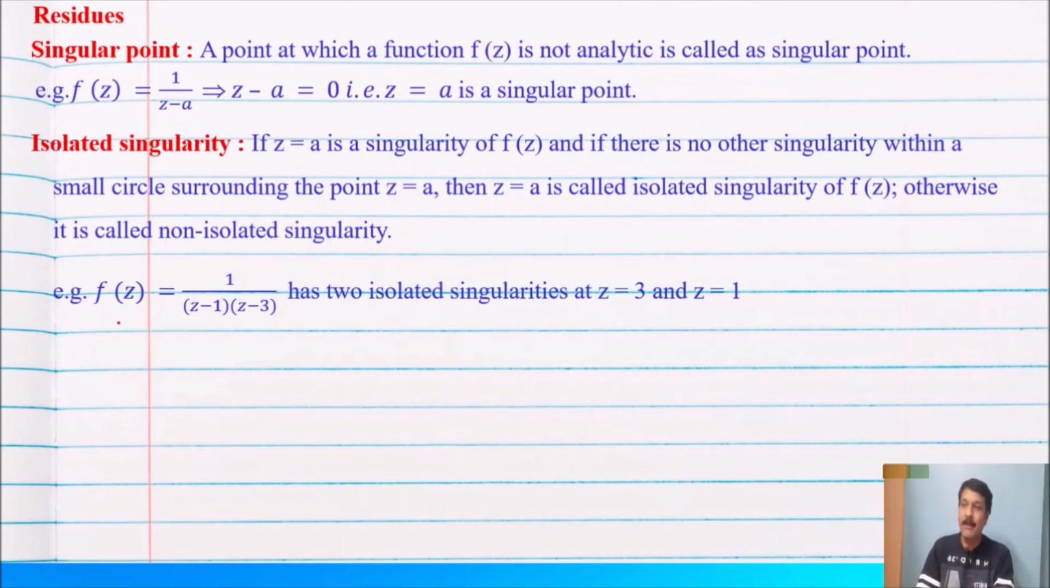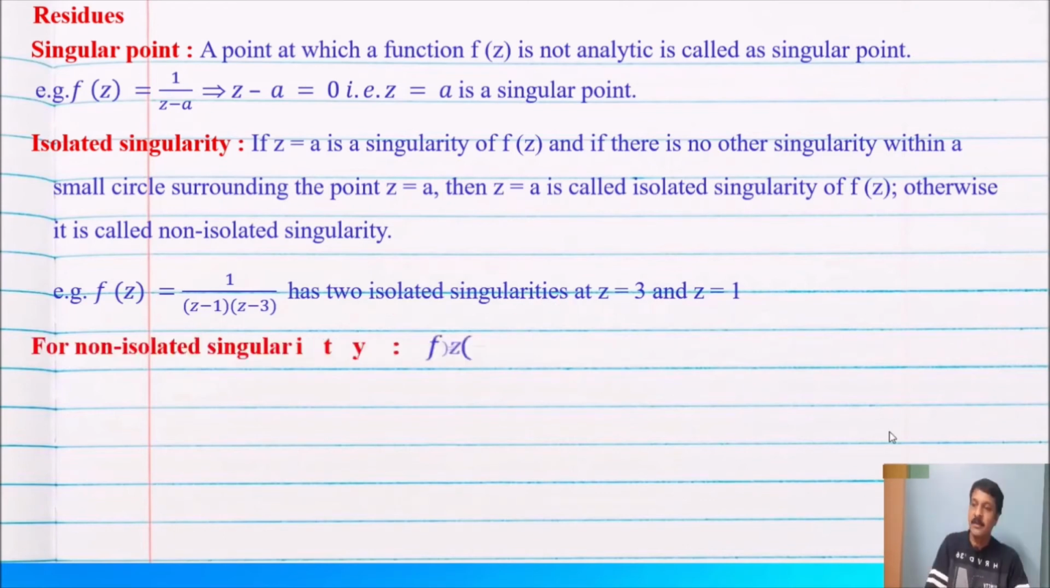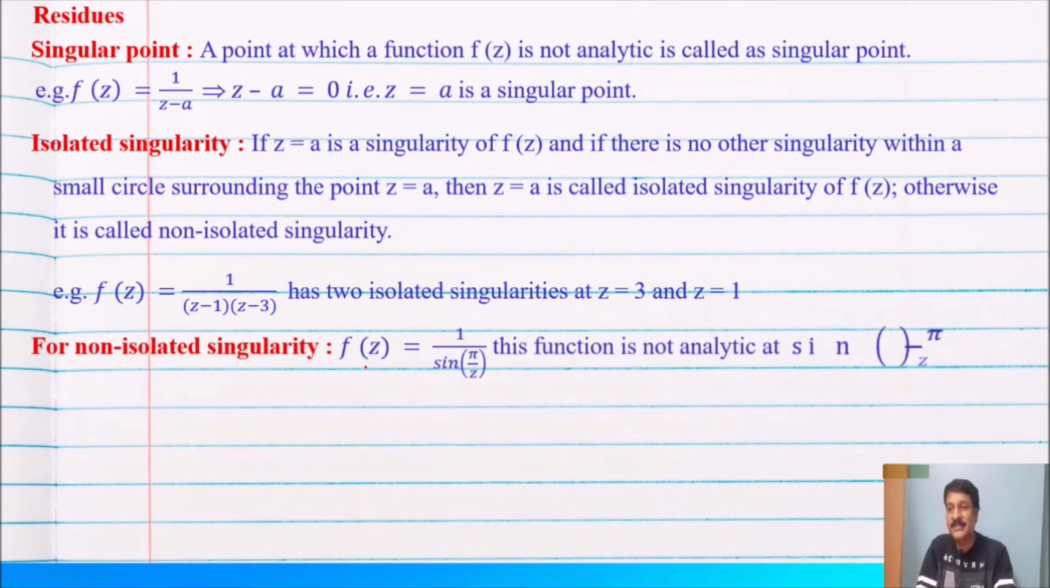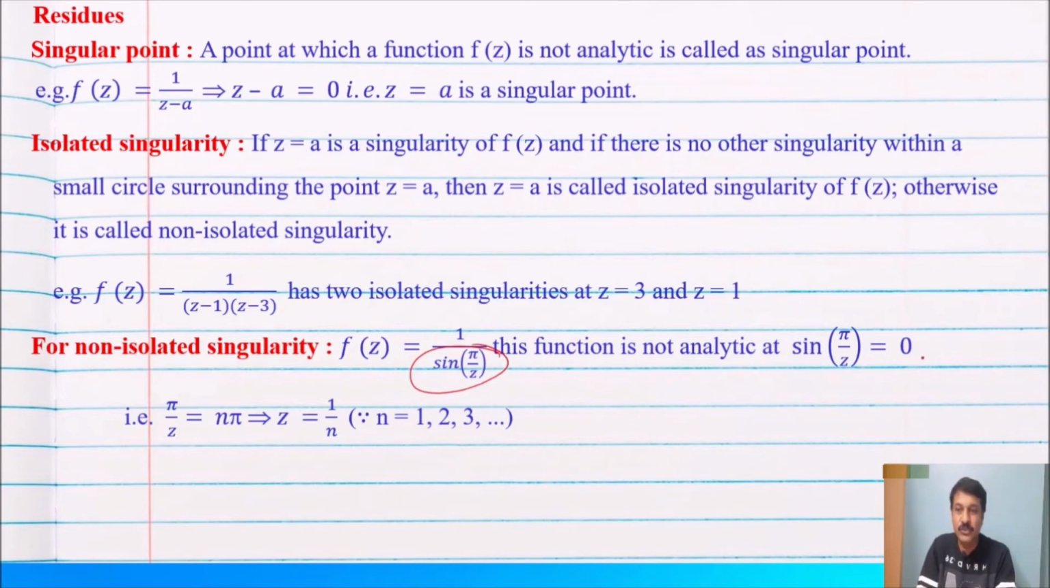You remember the example, f(z) equal to 1 upon (z minus 1)(z minus 3) has two isolated singularities. How to find them? z minus 1 equal to 0 implies z equal to 1. Similarly, z equal to 3. These are two isolated singularities. For a non-isolated singularity, consider the example f(z) equal to 1 upon sine(pi by z). This function is not analytic where the denominator is zero, means sine(pi by z) equal to 0. By this I can find pi by z equal to sine inverse 0, and that is equal to n pi.